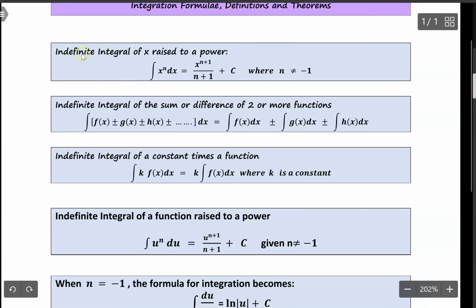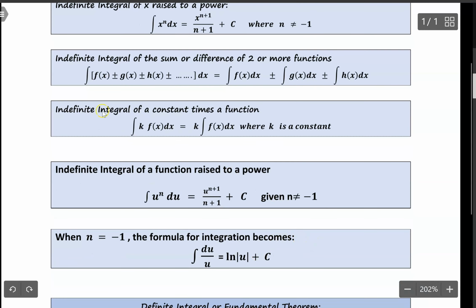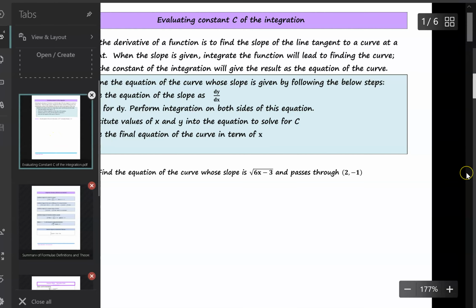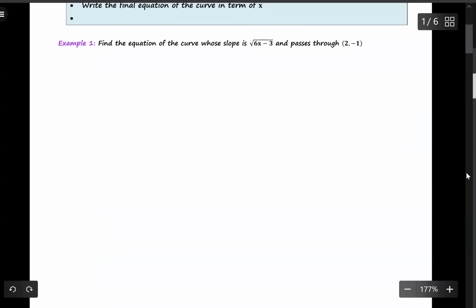What we have is for any indefinite integral of a function raised to a power, and we learned these formulas already, and then we always attach the constant c because we are dealing with an indefinite integral, and you see all of this is adding the constant c. And in this lesson, we are going to learn how to evaluate this constant c.